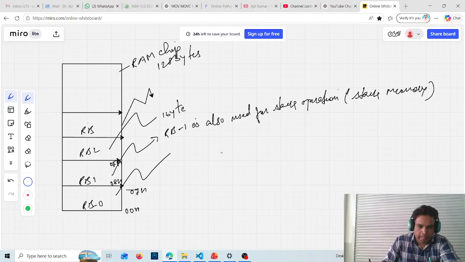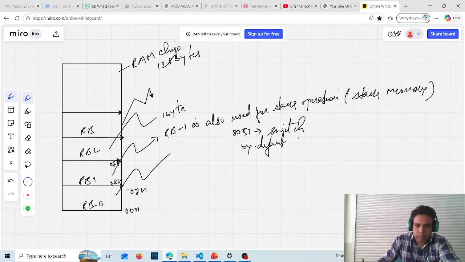So what happens when we switch on our 8051 microcontroller? By default, the SP register, the stack pointer register, points to 07. We know that the stack pointer register is used to point to the top location of our stack memory. Similarly, the PC register will point to 0000H. These are the default values which are loaded into the SP register and the PC register.